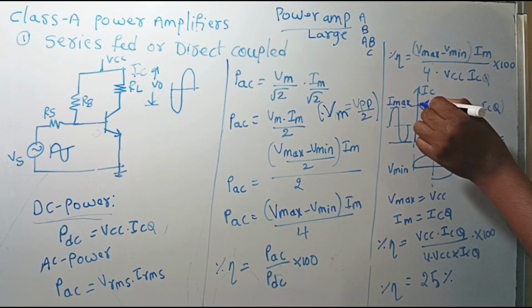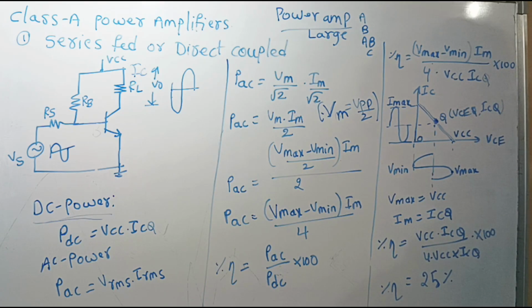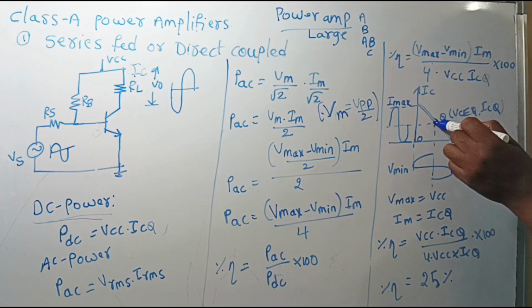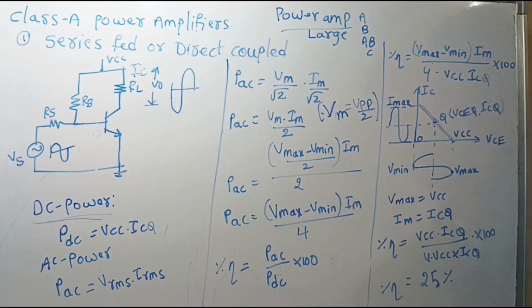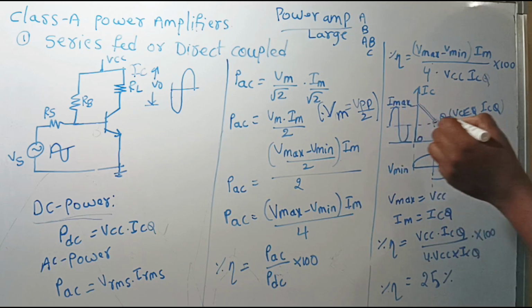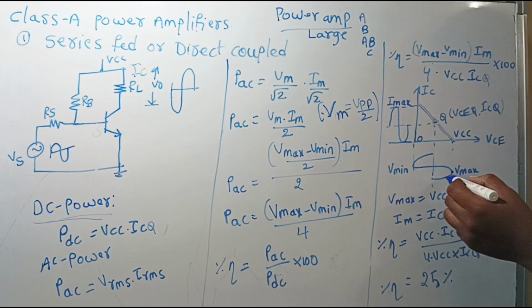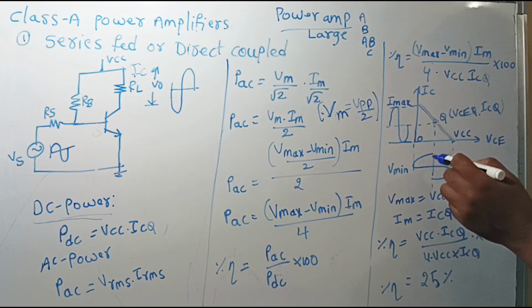So this is the Q point or operating point. If the Q point is at the center of the DC load line, that is Class A power amplifier. In Class A power amplifier, the Q point is at the center of the DC load line, that is VCEQ, ICQ. This is in the active region. Whenever we draw the DC load line, this is the VCC point, this is the current point, and if you draw corresponding lines from the Q point, this is the current waveform and this is the voltage waveform. This is a phase shifted output.